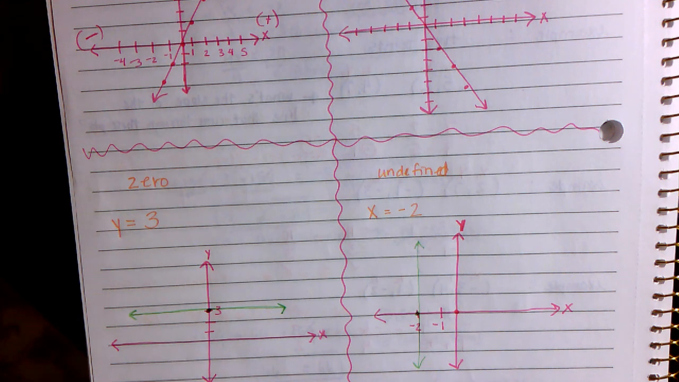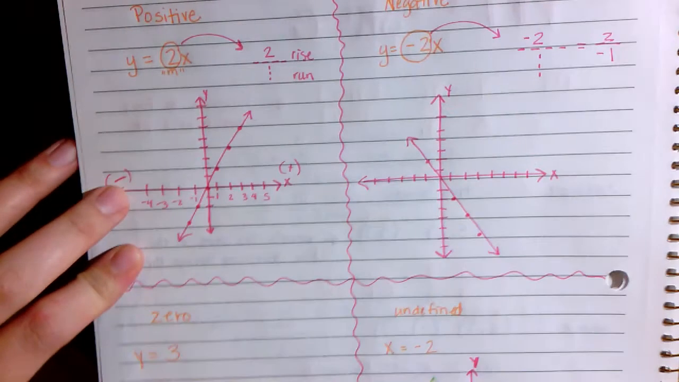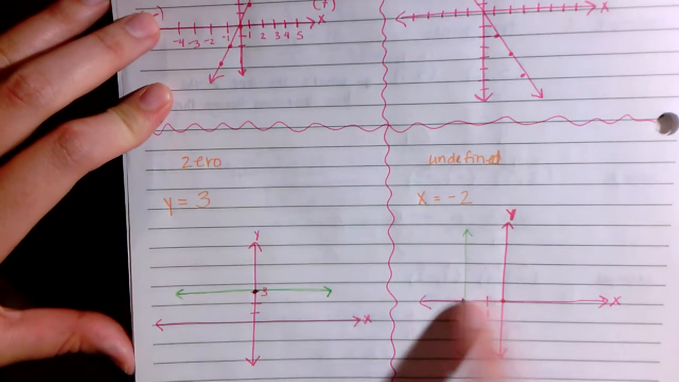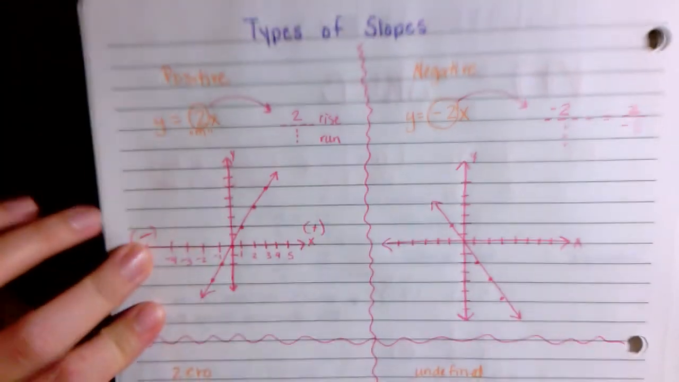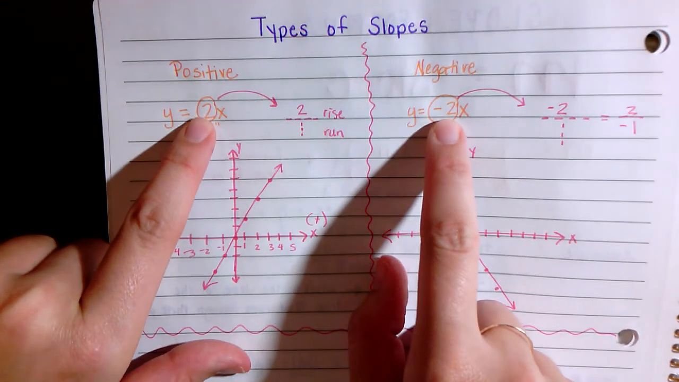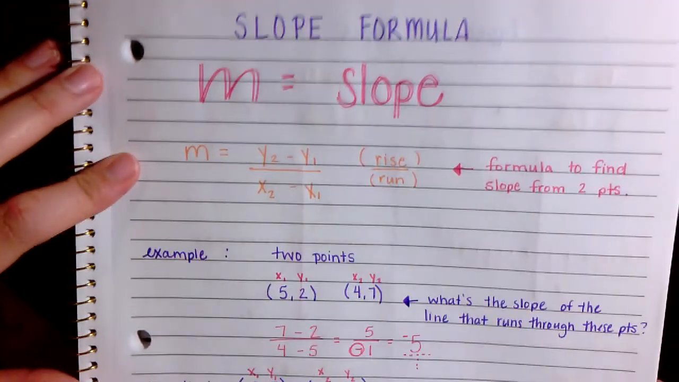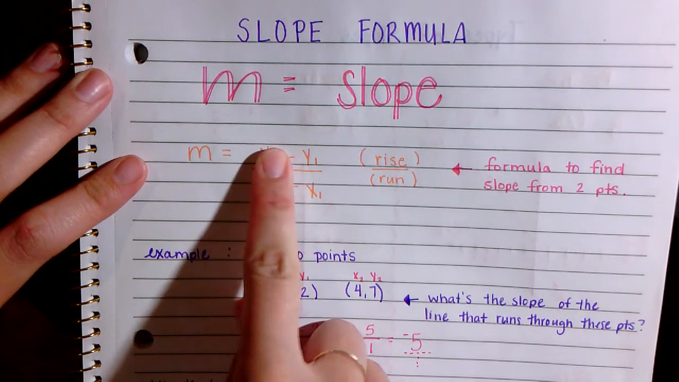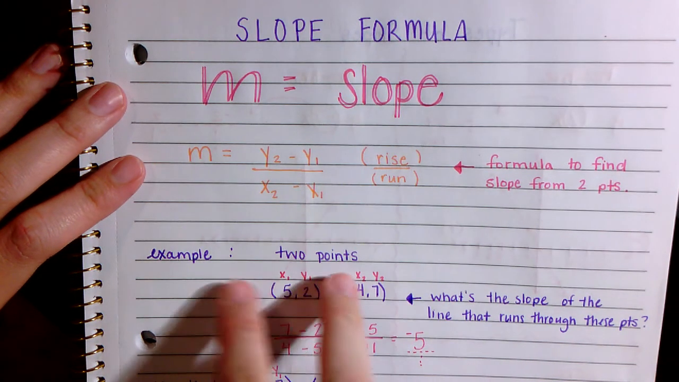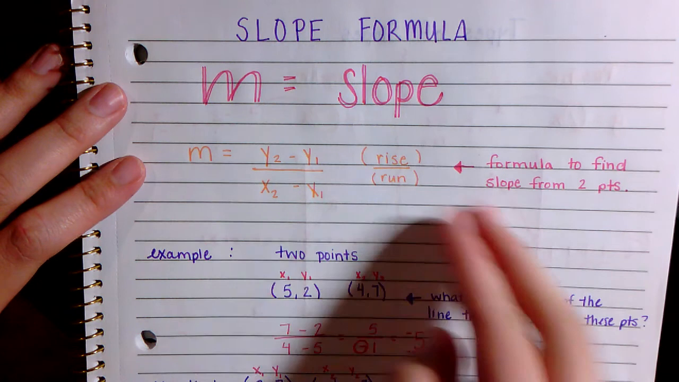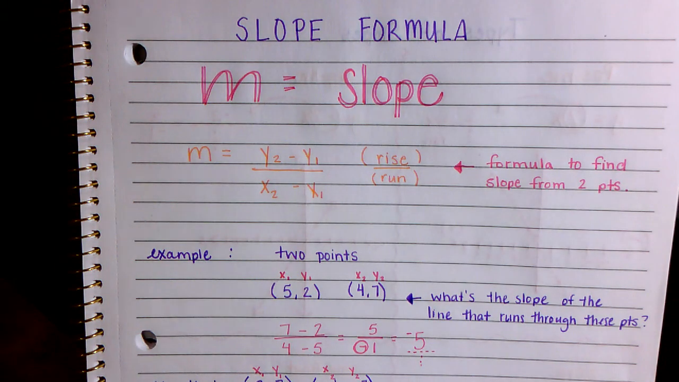So those are the different types of slopes that you could have. Again, you've heard this before. You've got positive slopes, negative slopes, zero, and undefined. And that slope is that value that's right at the front of your function. And so how do you find that? Well, there's a formula for slope. And you just plug in the ordered pairs that it gives you, and you can figure out what your slope is.